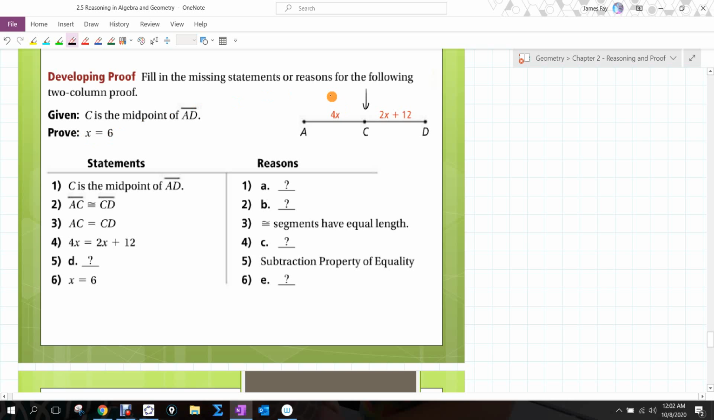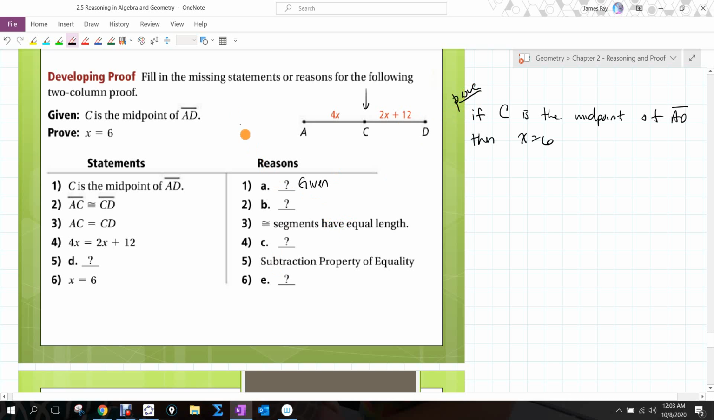So we know how to do this. We've been doing this for a lot of chapter 1, but now we're showing the why of that procedure, that process. So here it says C is the midpoint of AD. That was given. Okay, if we were thinking about the if-then statement that this would have come from, it would have said if C is the midpoint of AD, then X equals 6. So they would be asking us to prove that.